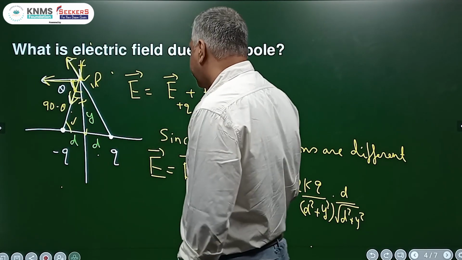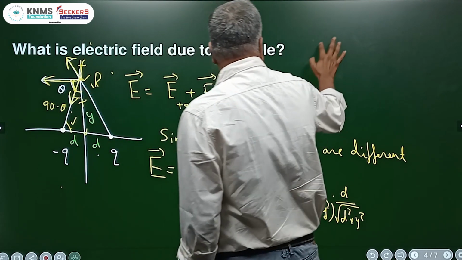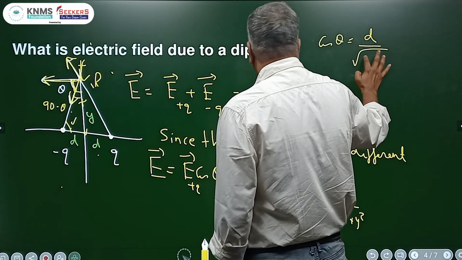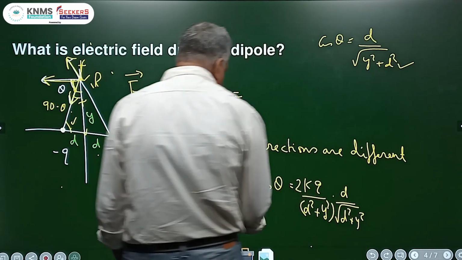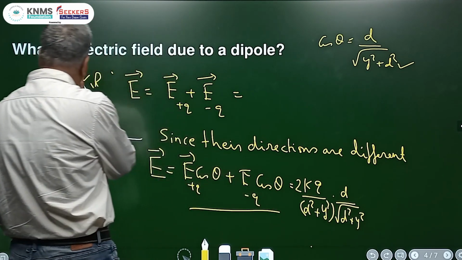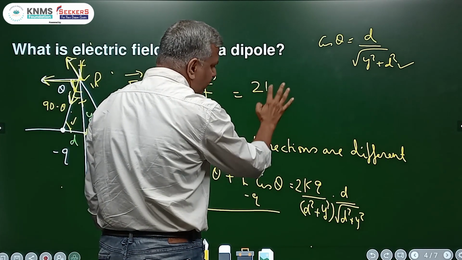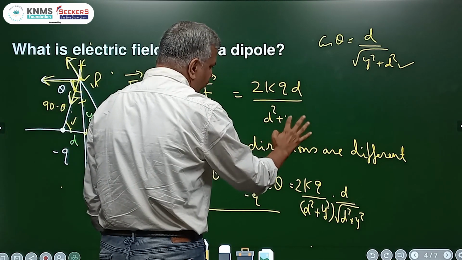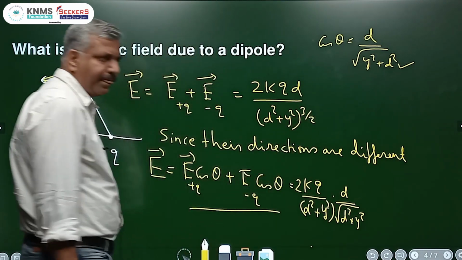So what is cos theta? Cos theta is the adjacent side divided by the hypotenuse. So cos theta will be equal to d divided by the square root of y squared plus d squared. I am applying the Pythagoras theorem. So from here I can say that E plus Q is this much, E minus Q is this much, and both of them are in the same direction. So when you add, you will get 2 times k q d divided by (d squared plus y squared) to the power 3 by 2.